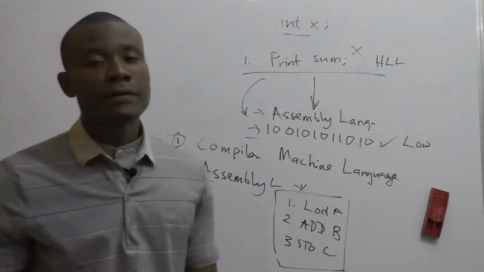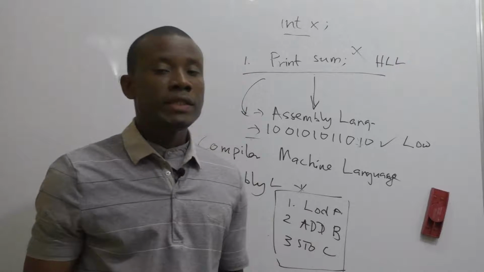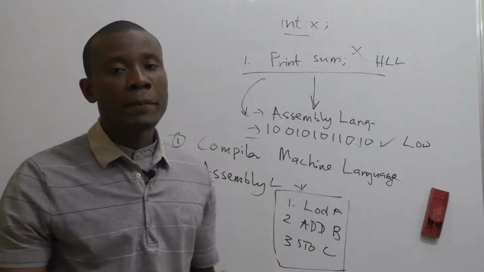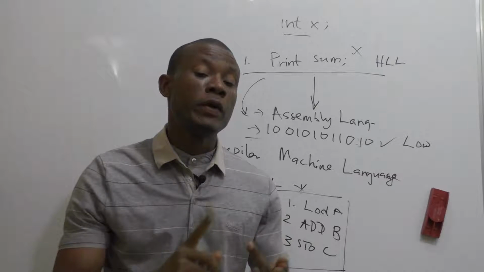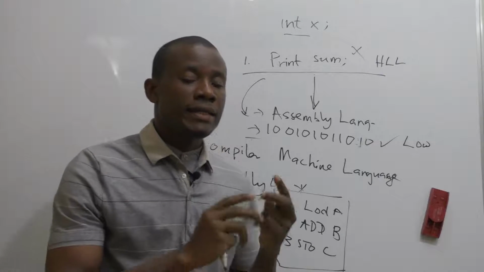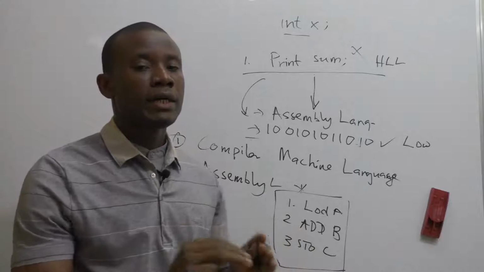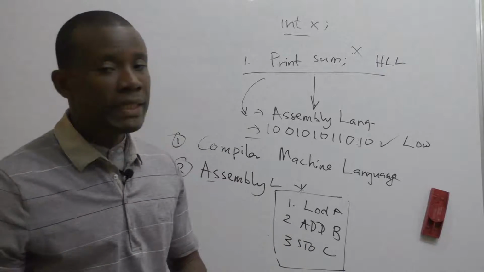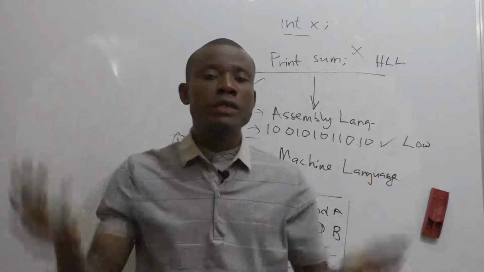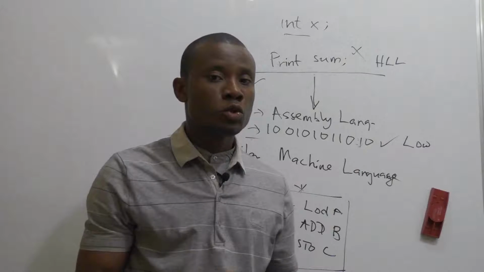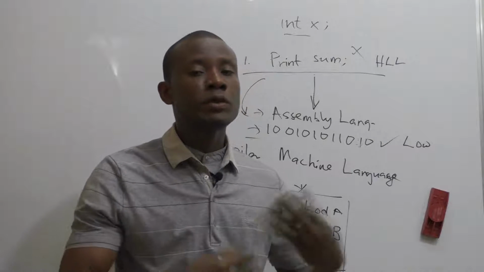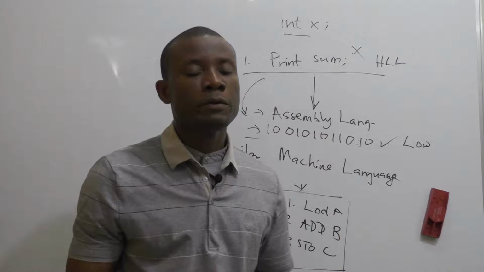Alright, the next one now is the interpreter. Take note of these 3 points. We have a compiler, we have the assembler, then we have the interpreter. An interpreter interprets a high-level language line by line. It doesn't need to convert all the code written to a low-level language. It interprets it and executes it one by one.